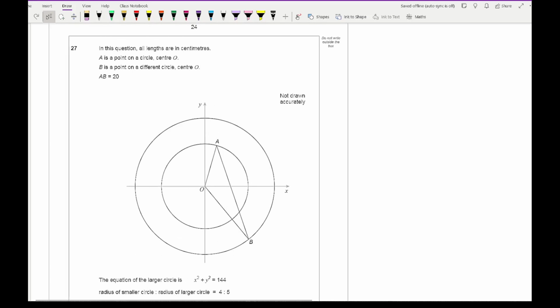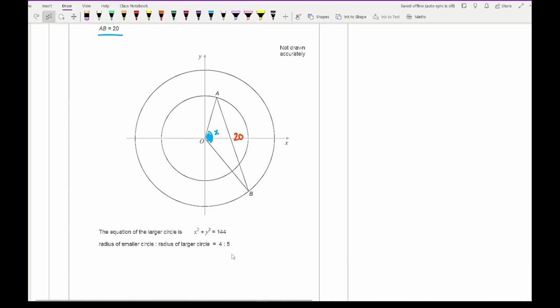So let's first of all just mark what we're actually needing to find. This is what I'm trying to find, this angle here, which is angle AOB, which I'm going to call x. The question tells me that A to B is 20, so this length here is 20. And it tells me that the larger circle has an equation of x squared plus y squared equals 144. Now if you think about equations of a circle, this value here is r squared, so that means that r equals 12, because I'm just going to square root it. It's going to be positive 12, not negative 12, because obviously we're dealing with length. So O to B is going to be 12.